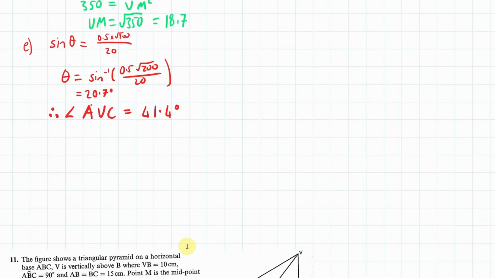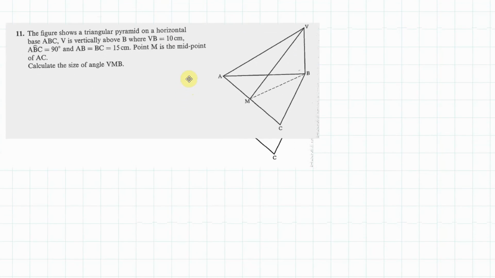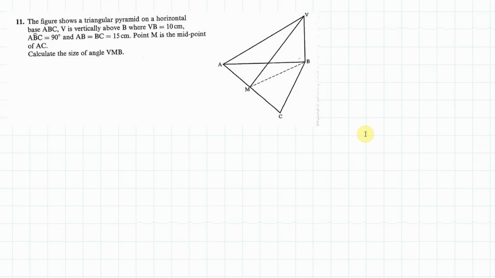I'm going to do one more for you, and this is a triangular pyramid on a horizontal base. What do we know here? We know that V is vertically above B, and we know that this is 10. And we know that ABC is 90 degrees. Doesn't look like it, but apparently it is. And we know that AB equals BC, and they're both 15.